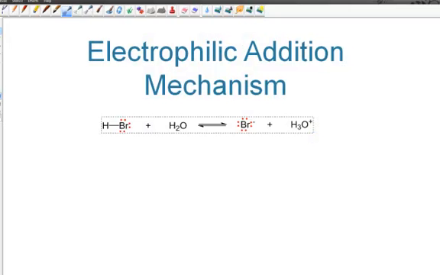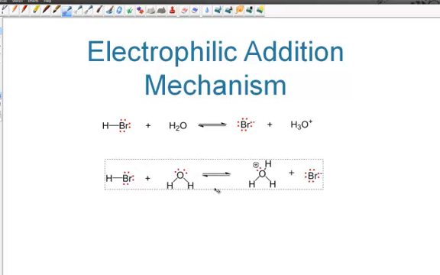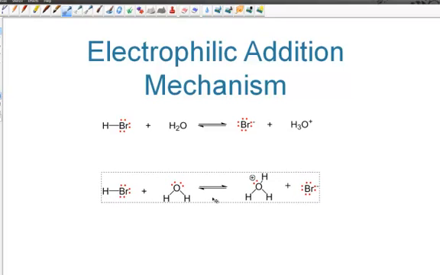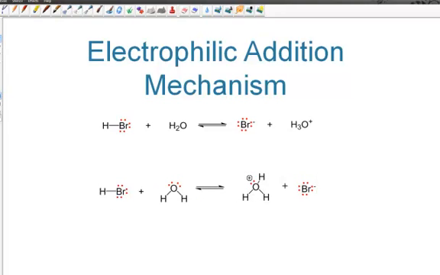Remember that HBr is a strong acid, and when I put HBr in water, I have an acid-base reaction with water acting like the base and accepting a proton. I can show you this reaction in a slightly different way. Now I'm going to use the curved arrow formalism to show you the path of electron movement. Now recall that the HBr bond is a polar bond, so we have a partial positive charge on the hydrogen and a partial negative charge on the bromine.